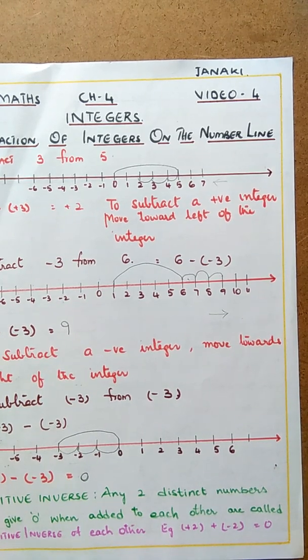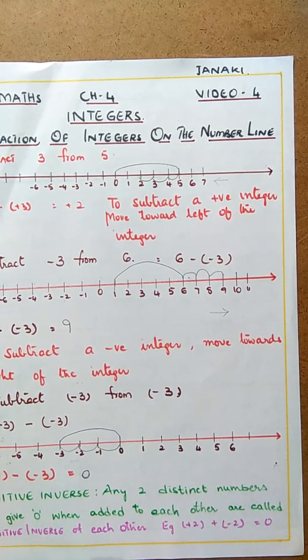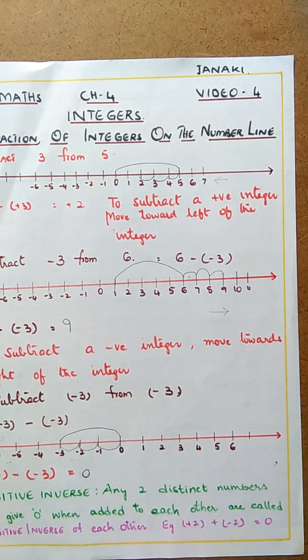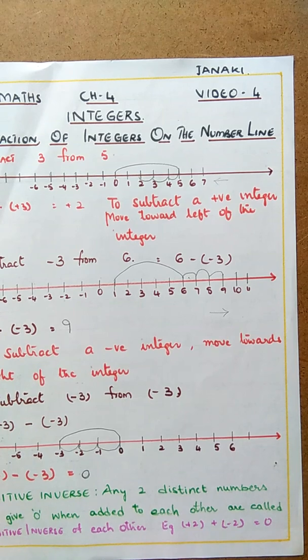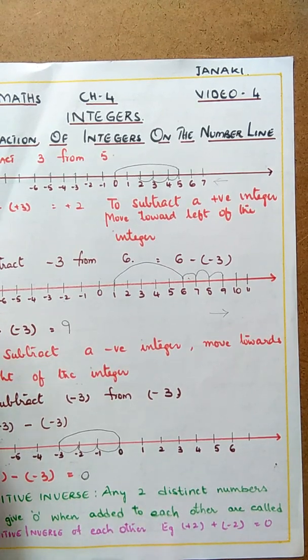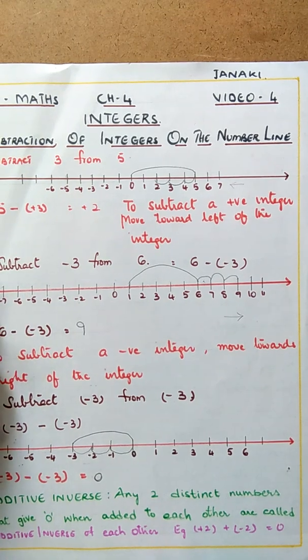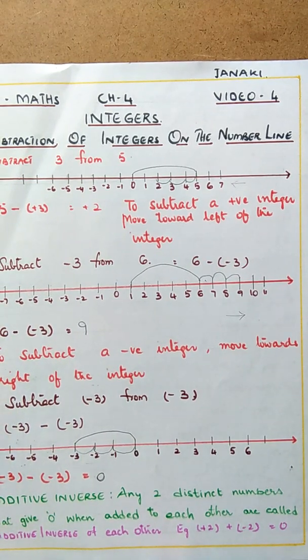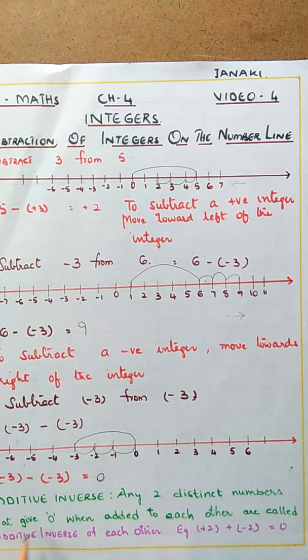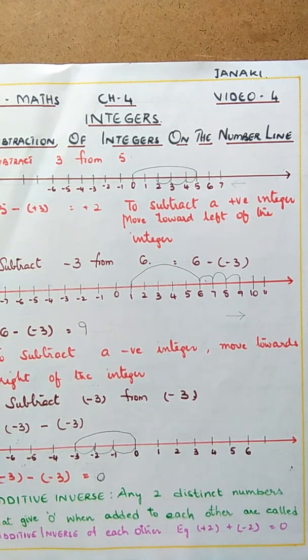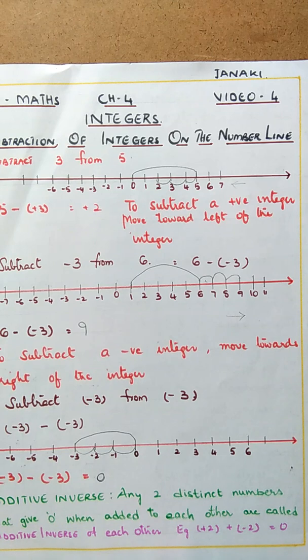Okay. Now, without the number line, how to do the subtraction? How to subtract the integers, whether they may be positive or negative integers, without the number line? For this, you have to learn about additive inverse. What is this additive inverse? Let us see. Any two distinct numbers that give 0 when added to each other are called the additive inverse of each other.